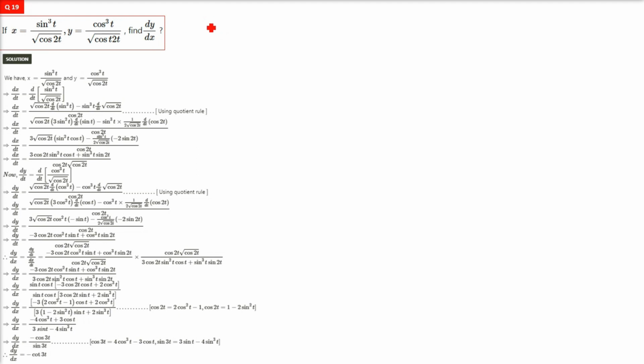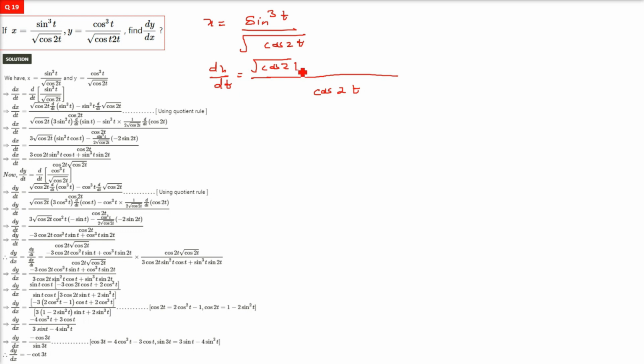First we find dx by dt. If I show you this, dy by dt will also be done like that. So you have x as sin cube t divided by under root cos 2t. So dx by dt will be equal to, we'll apply the quotient rule. You know that already: square of the denominator, so the root will go, so it will be cos 2t.